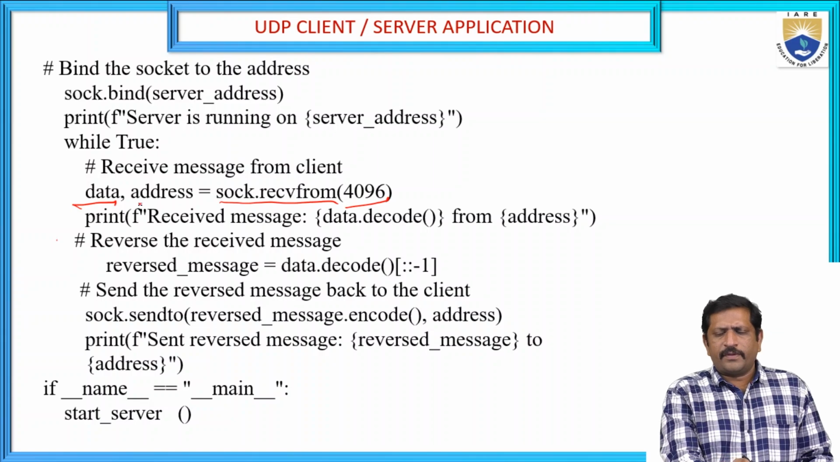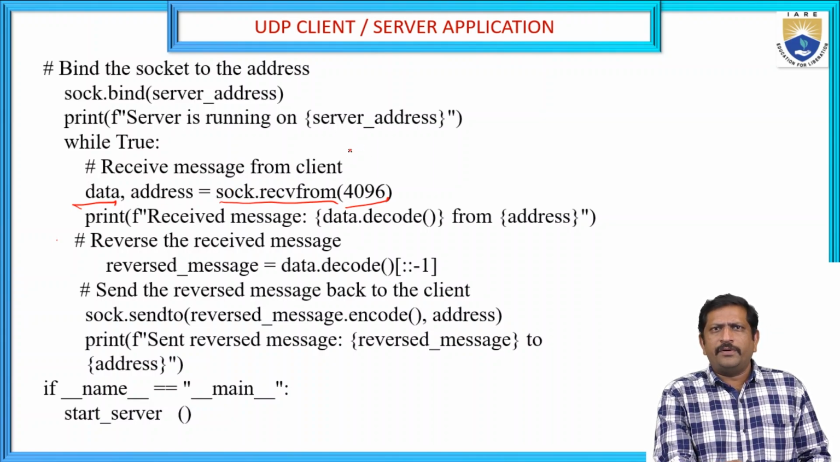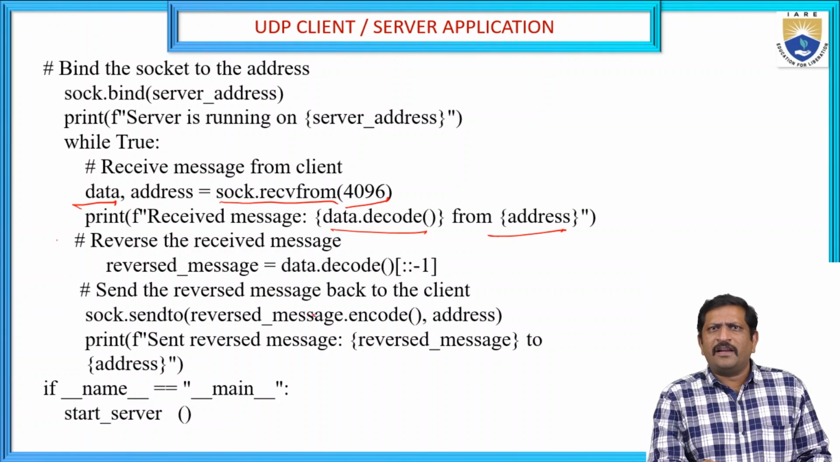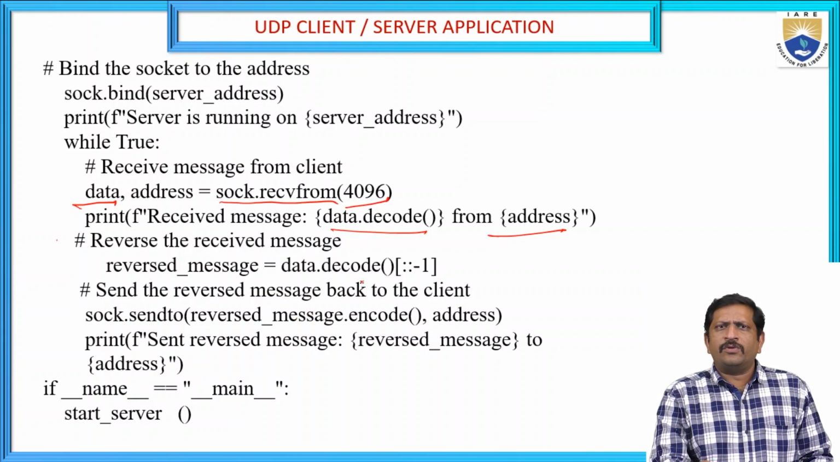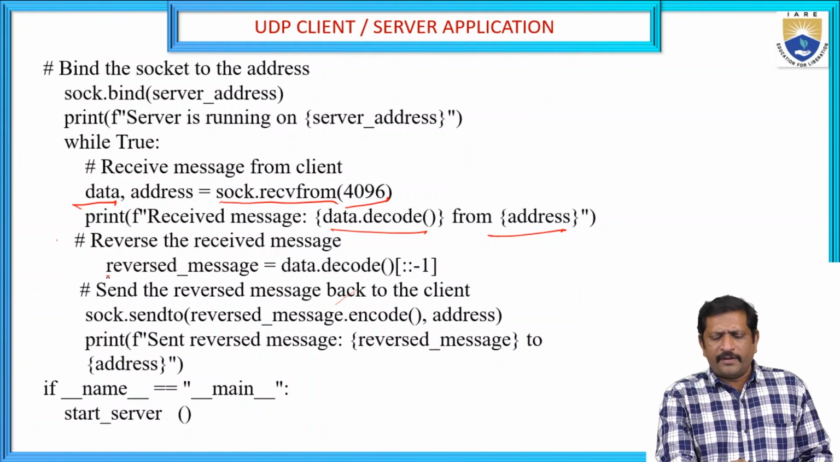The data will be received along with the address. By identifying the address, we can receive the data. So whatever message is received can be decoded from the specified address. Then reverse the received message. Once the message is received from the client, the server processes it, reverses it, and sends it back to the client. The original message is reversed and sent back to the client. To reverse the message, we use data.decode(), and with the help of the decoding, it will be reversed.